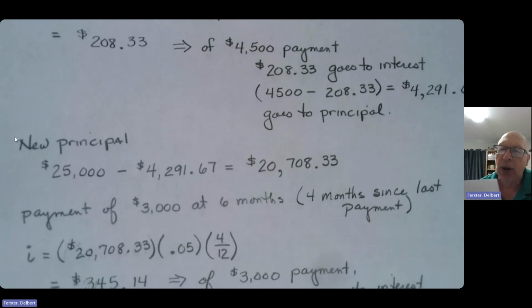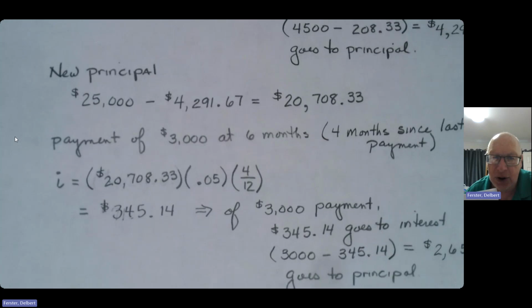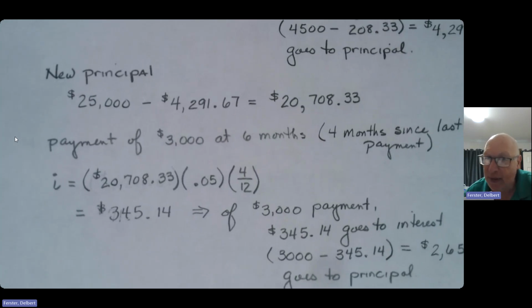Time marches on, and at the end of 6 months, we're going to get another payment of $3,000. So what we're going to do is find out how much of that payment is important in terms of interest charge. So here comes your formula calculations. Now your principal is the $20,708.33. You no longer owe the full $25,000. This is at an interest rate of 5%. And you're saying, well, geez, Dale, where'd that 4 come from? Well, this payment is made at month 6, but the first payment was made at month 2. So from 2 to 6, 4 months have passed. So we're calculating interest now on a loan in effect for 4 months of time.